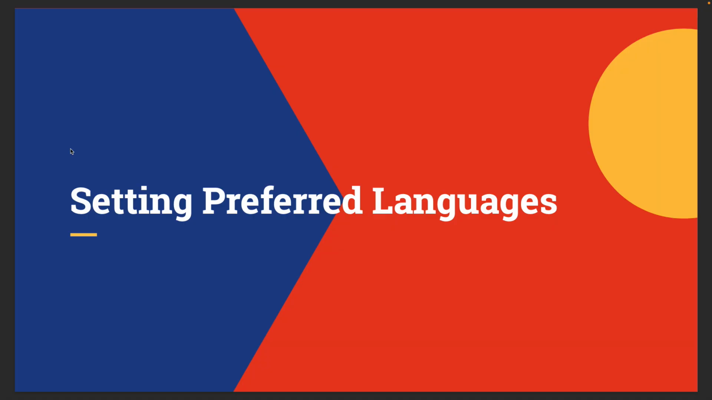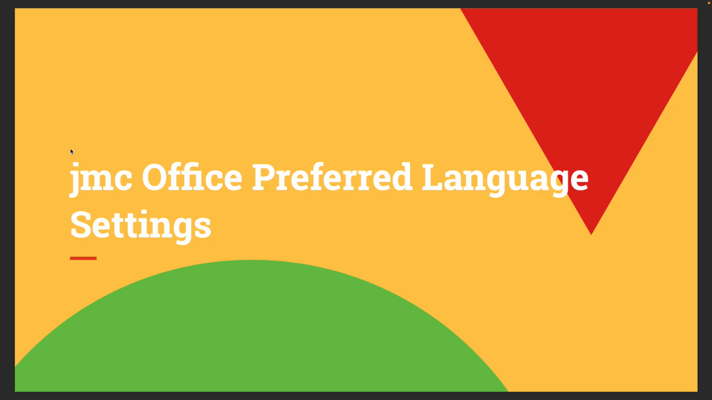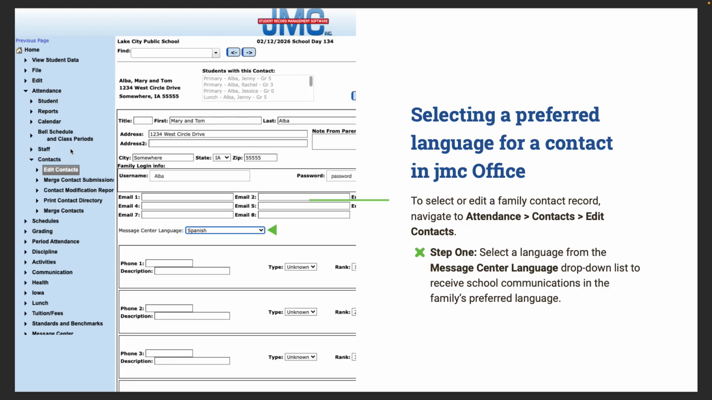So next we'll talk about setting up those preferred languages, starting with setting them up in JMC Office. To select or edit a family contact record, you can navigate to Attendance, Contacts, Edit Contacts. First step is to select a language from the Message Center language drop-down list to receive school communications in the family's preferred language. So on that Edit Contacts page, which I'm sure you're all familiar with, right below these email fields, you'll see this Message Center language drop-down.